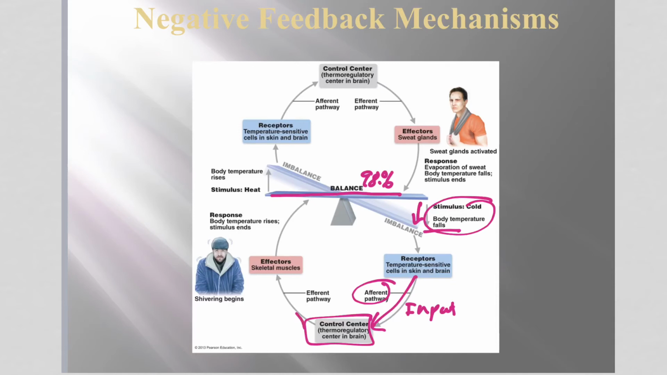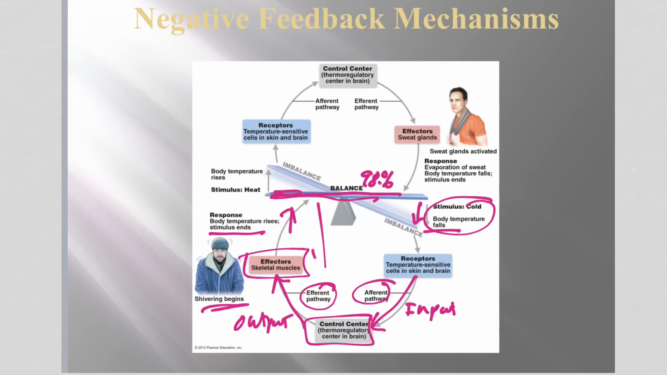So it's going to send output via the efferent pathway to the effectors. And in this example, the effector is going to be your skeletal muscle. So the response is you start shivering and your body temperature is going to increase. So your body temperature is going to continue to increase. It was at 97, and it's going to get to 98. And then this part of the feedback loop shuts off.